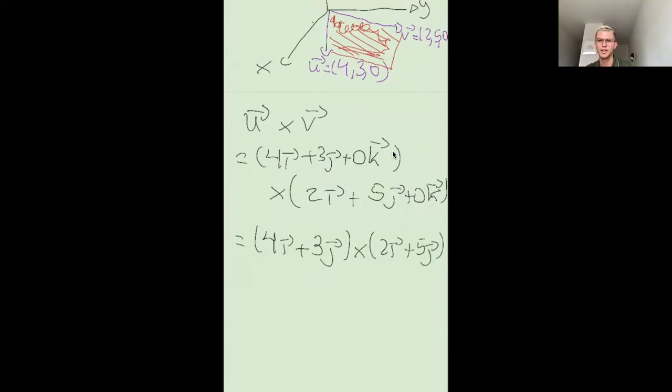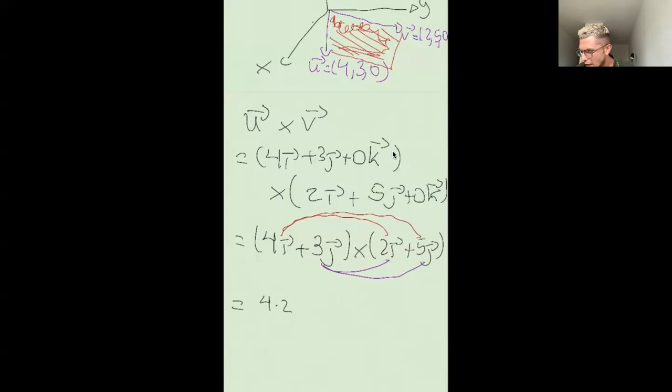Is that okay? And now what I would do is something similar to what we did with the cross product. I'll just do the multiplications. So I'll do this one cross this one, cross this one, and then I'll do this one cross this one, and this one cross this one. Is that okay? So what do you get in the first case? But now you just have to be a little bit careful with the order. So you get 4 times 2.